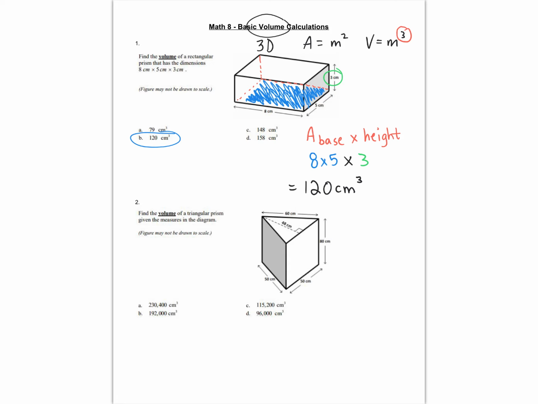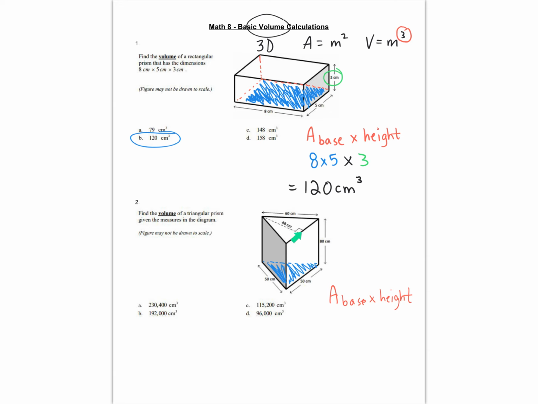All right, let's look at this triangular prism here. So for volume, it's the area of the base times the height. This is a triangular prism, so its base is going to be this triangle on the bottom here. So we're going to have to find that first. If we're finding the area of a triangle, this bottom blue base here is the same as this.